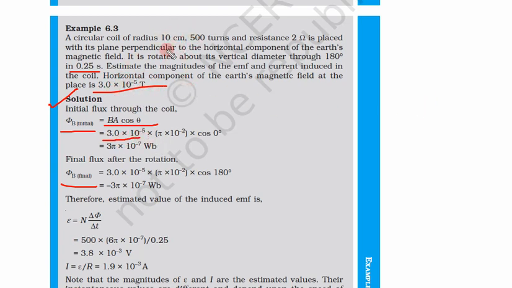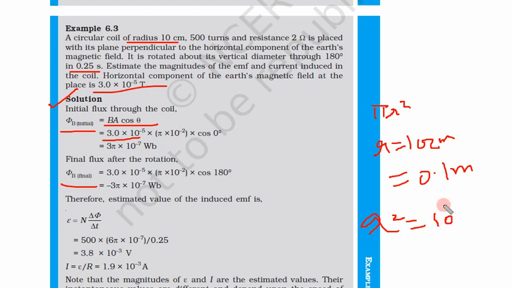Now the area. The area for a circular loop is pi r squared, and r is equal to 10 centimeter, which is 0.1 meter. What will be r squared? r squared is equal to (10 to power minus 1) squared, which is 10 to power minus 2. So let us put the value of area: A is equal to pi times 10 to power minus 2.